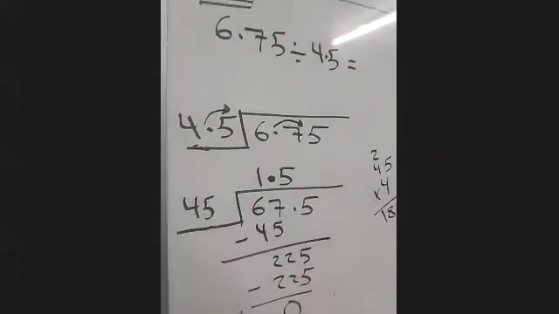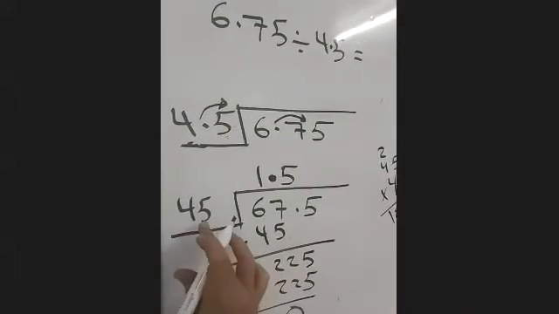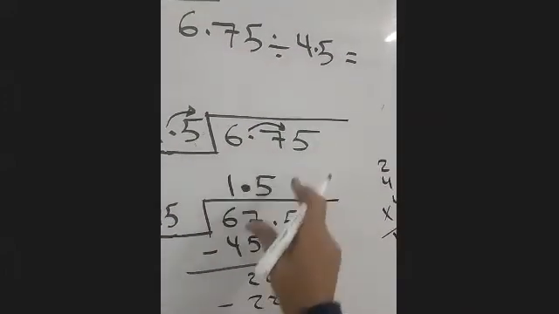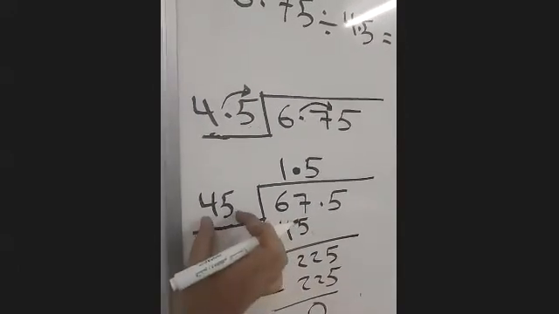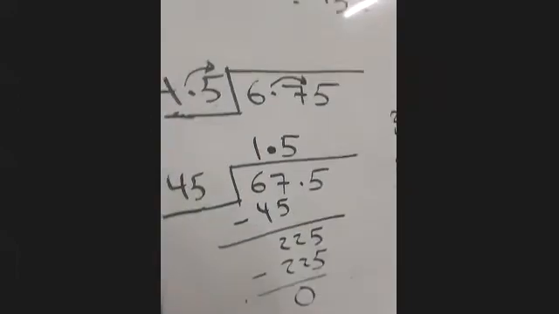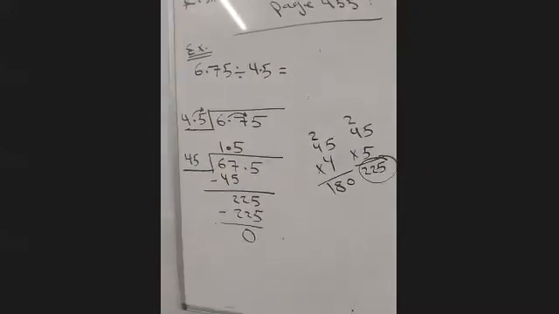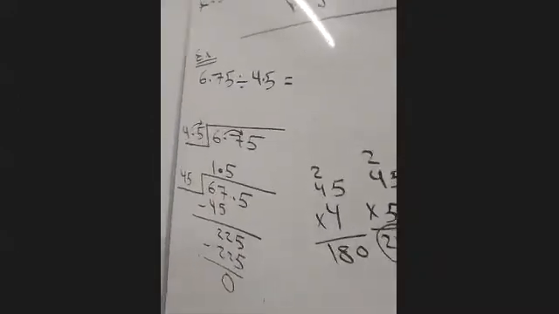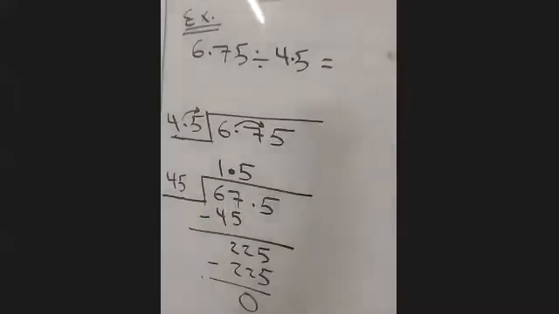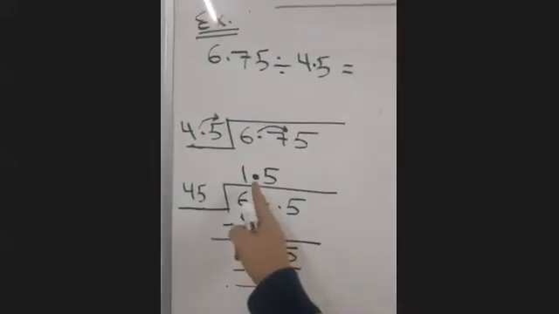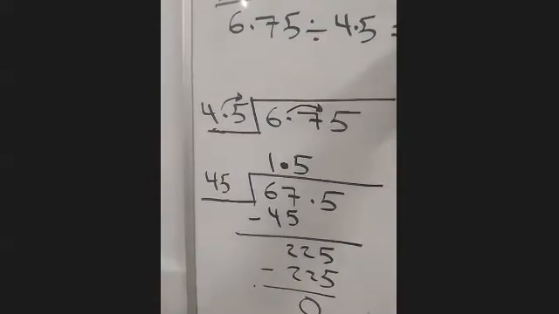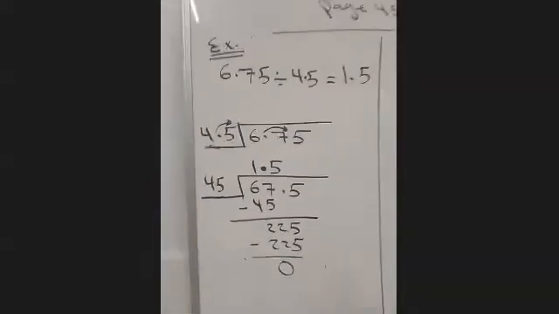We have new numbers now. The 4.5 becomes 45. 6.75 becomes 67.5. Now we have decimal divided by whole number, and we make normal steps like yesterday. This is the idea of dividing decimals. I will give you another example. And please, guys, focus. So this number divided by this number, the answer is 1.5.